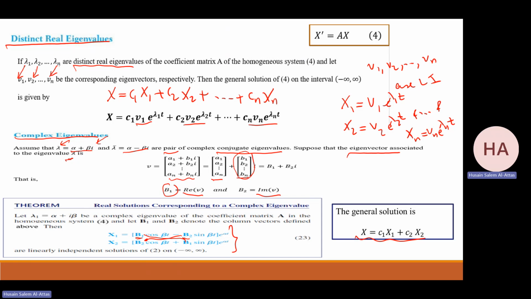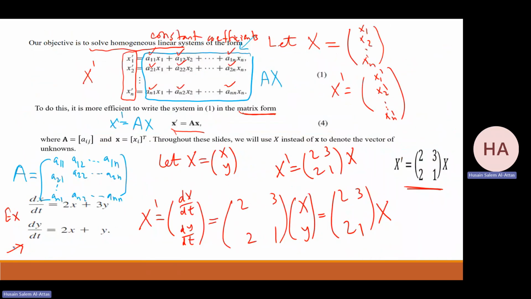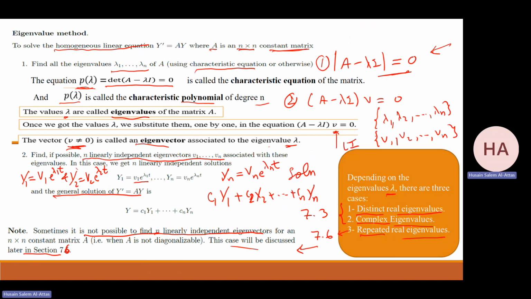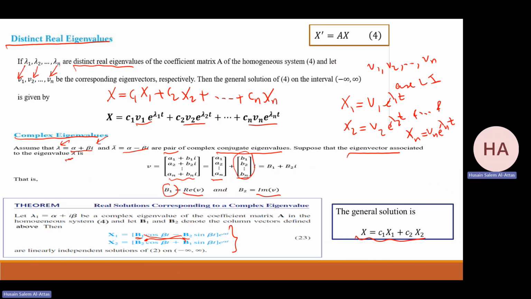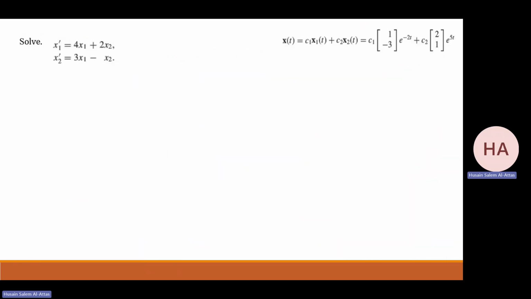The example will explain it. By the way, this is what we have in 7.3. Just we'll do examples now. So in 7.3, we explained how to rewrite the system into matrix form. And then we talked about these terminologies: characteristic equation, characteristic polynomial, eigenvalues, eigenvectors, and how to write the solutions. And we have two cases: distinct real eigenvalues, where I get the eigenvalues, eigenvectors, then V1 e^(lambda 1 t), V2 e^(lambda 2 t), and so on. Then I have non-real eigenvalues, which is this form. By the way, finding the eigenvalues and eigenvectors was discussed in chapter 6 before.